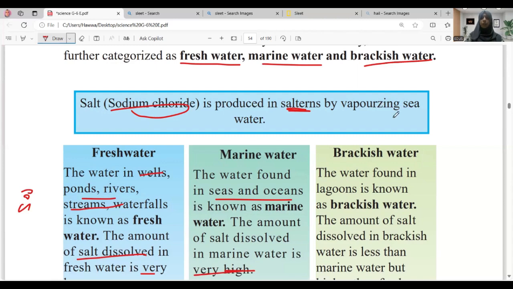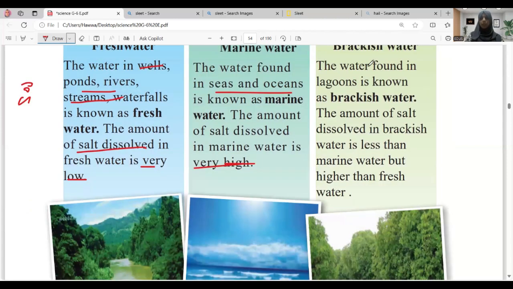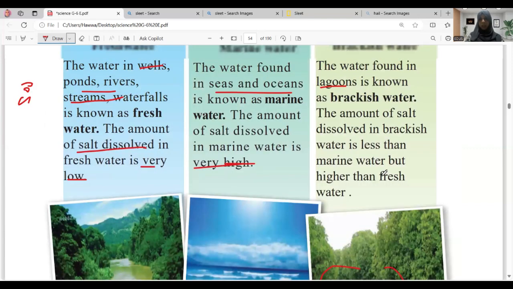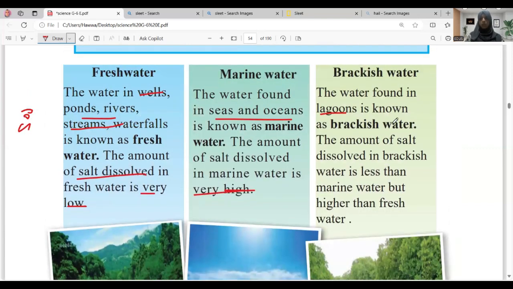How do they produce it? By vaporizing seawater, which means by heating the water, the water evaporates and the salt remains. This is how they get salt. And then we have brackish water. This is the water we find in lagoons. I'll show you a lagoon. So this is a lagoon. It is like a small lake. Here it's brackish water. The amount of salt dissolved here is less than marine water and higher than fresh water.